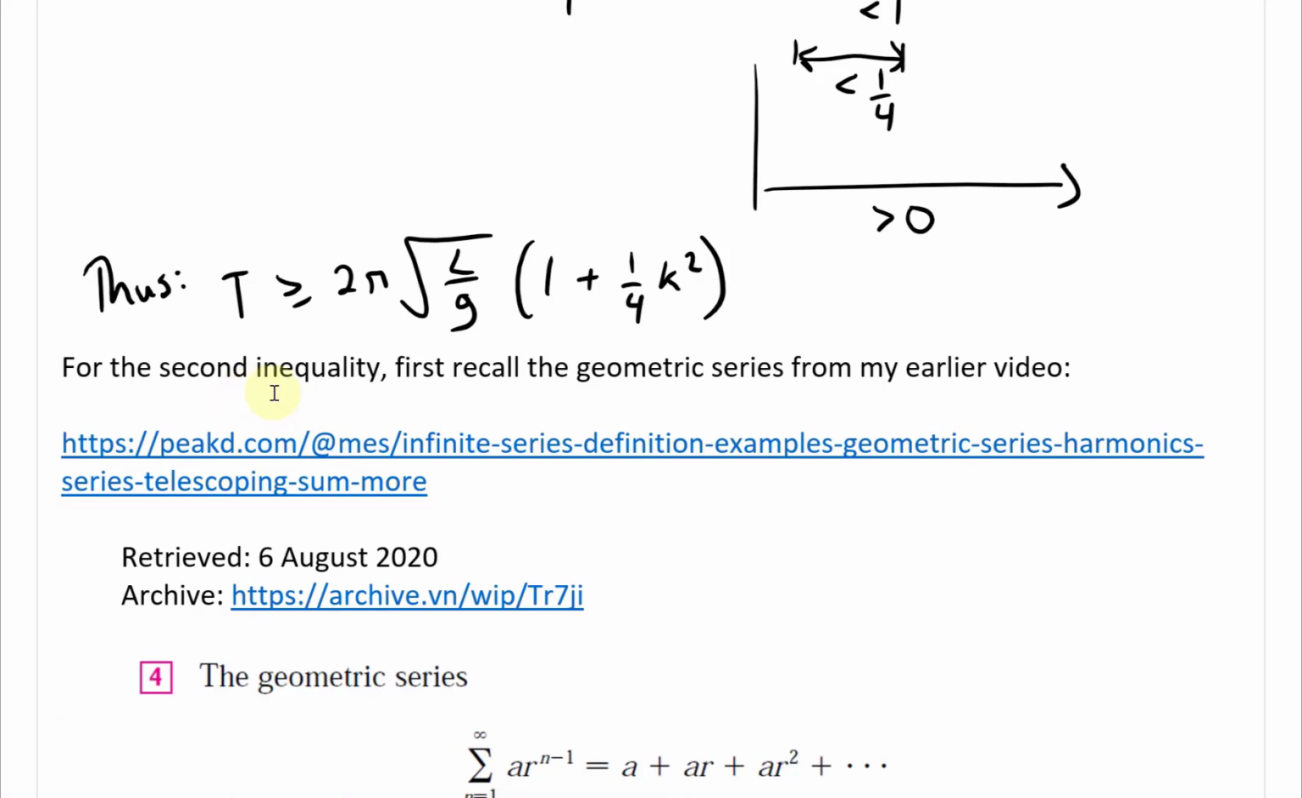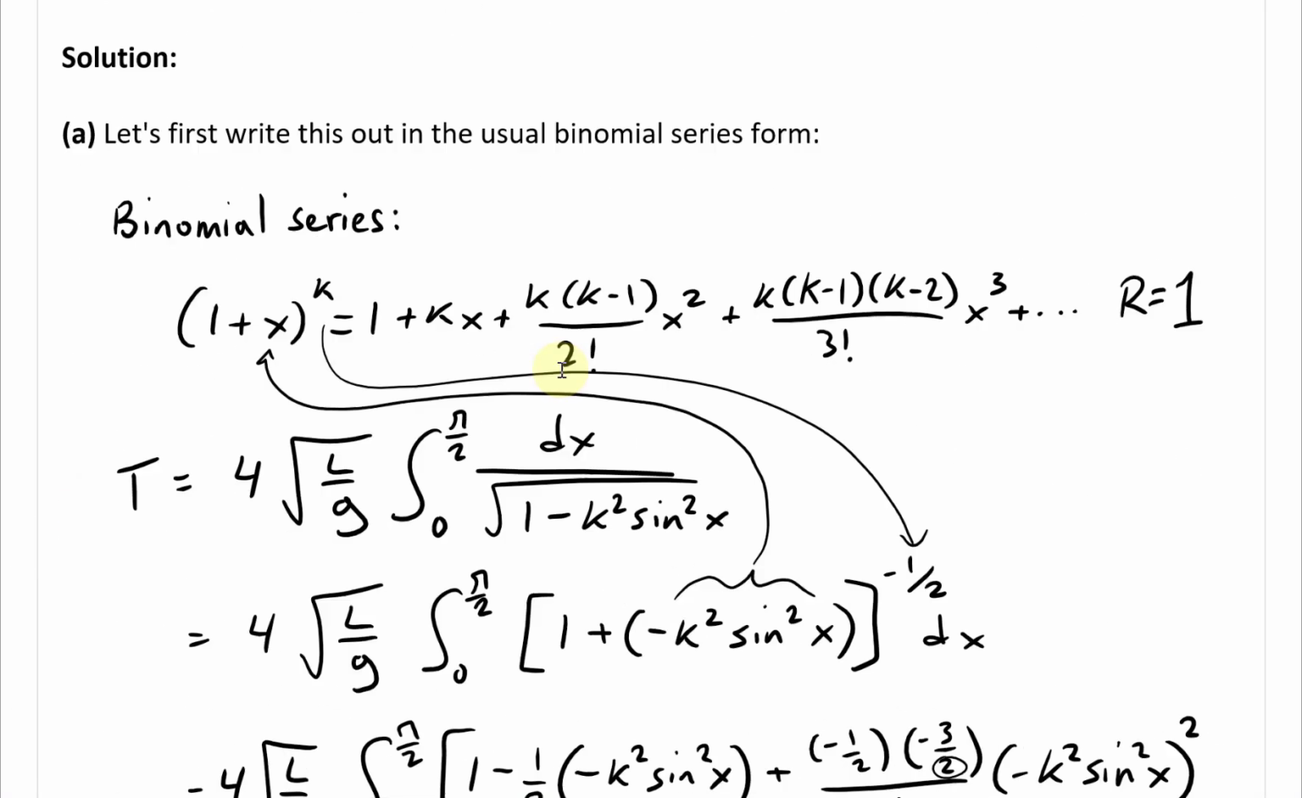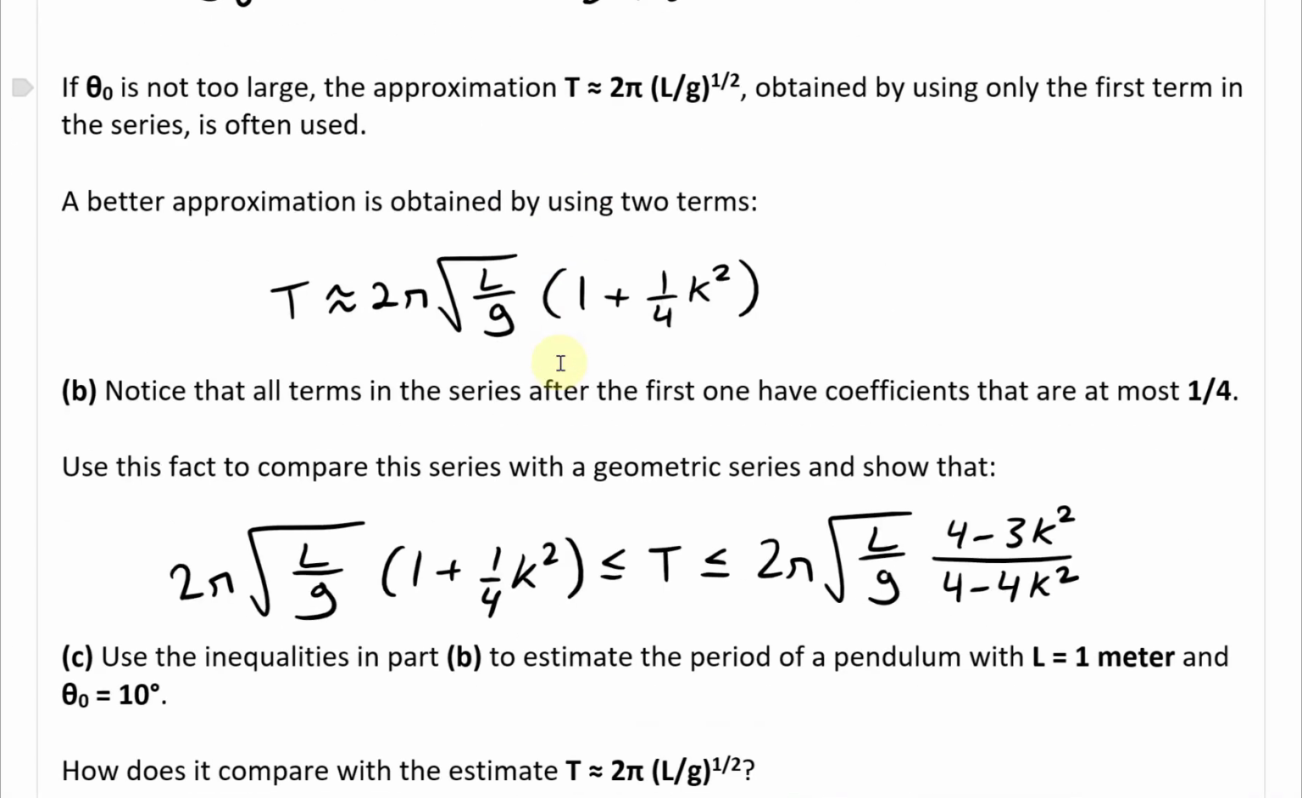Now for the second inequality, first recall the geometric series from our earlier video. And again, let's go up to the question to see which one we were asked.